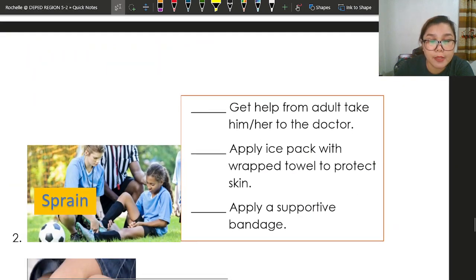For sprain. So, yan. Anong unang gagawin? Get help from adult. Take him or her to the doctor. Apply ice pack with wrapped towel to protect skin. Apply a supportive bandage.